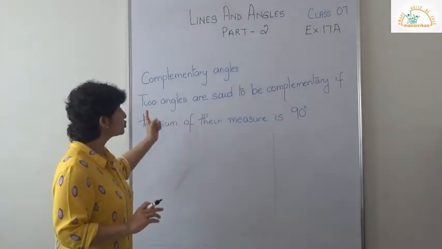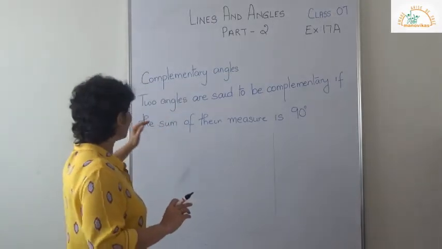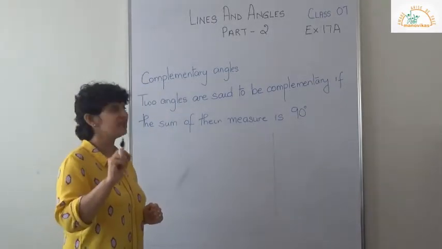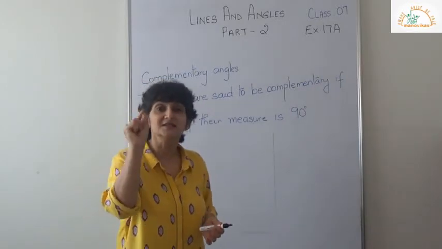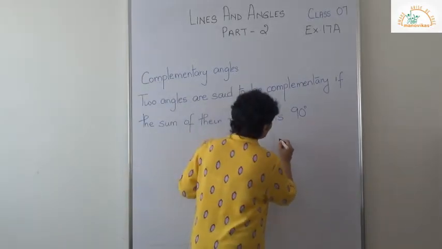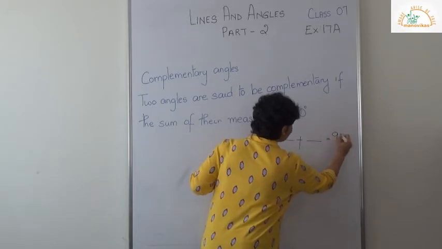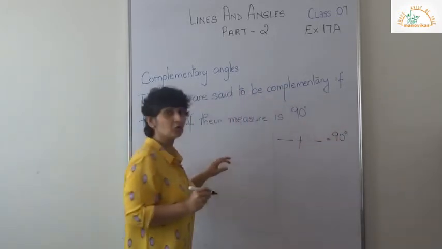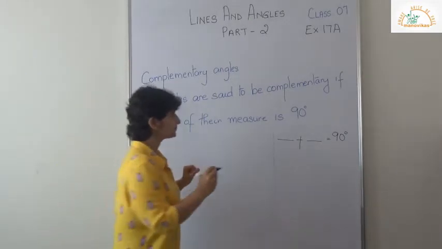Let's read this. Two angles are said to be complementary if the sum of their measure is 90. The sum means to add, isn't it? So if you have two angles and their sum is 90 degrees, then you call this as complementary angles, correct?